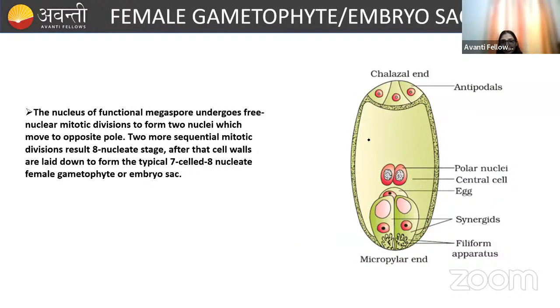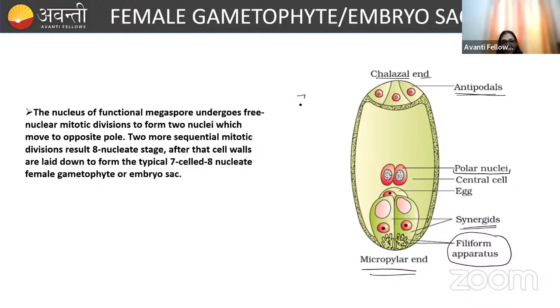As you can see, this is the structure of the female gametophyte, the embryo sac. At the chalazal end, 3 antipodal cells are present. At the micropylar end, there are 2 synergids, and these synergids have a filiform apparatus which guides the entry of the pollen tube. In the center, there's a central cell which consists of 2 polar nuclei.